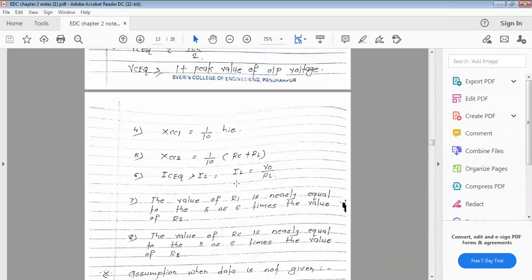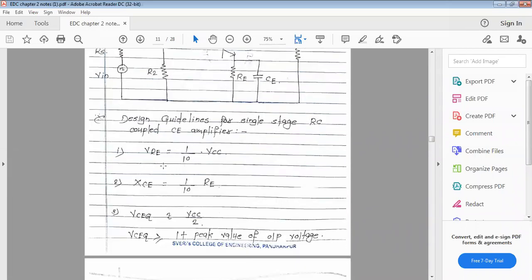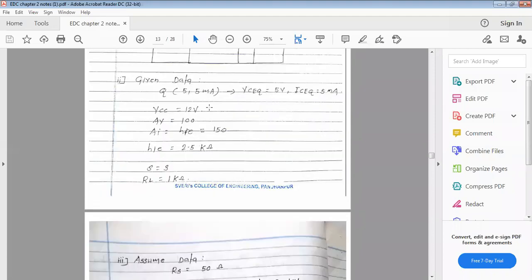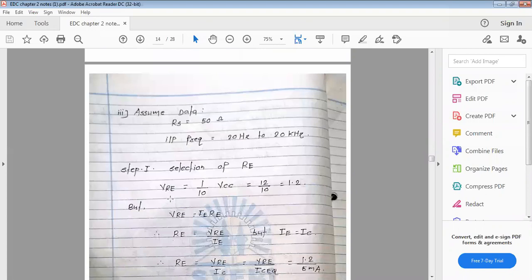What do we know about RE? To find out the RE, we are not having any value. So to find out the RE value, we need a voltage and the current flowing through it, and then we can use Ohm's law, that is R is equal to V upon I. But how to find out the value of voltage across this RE? It is 1 upon 10 VCC. In the given data, they have already mentioned the value of VCC. So what is the value of VRE? It is 1 upon 10 into VCC, which is 12 upon 10, which is nothing but 1.2. That is the value of voltage.